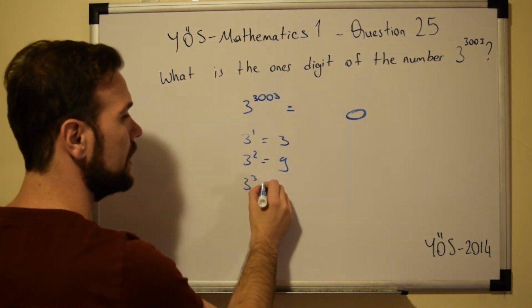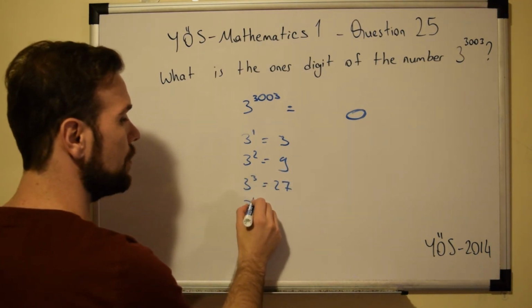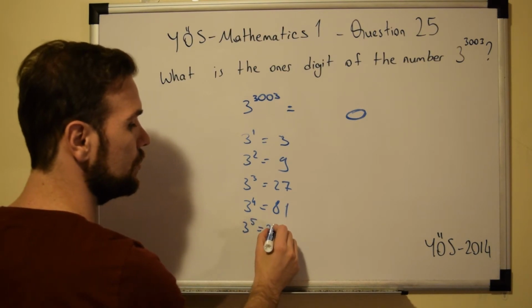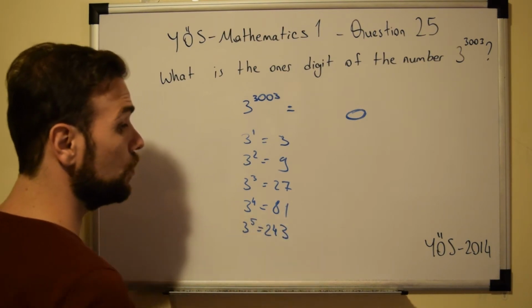3 to the power of 3 is equal to 27. 3 to the power of 4 is 81. 3 to the power of 5 is 243. Now what do I see here?